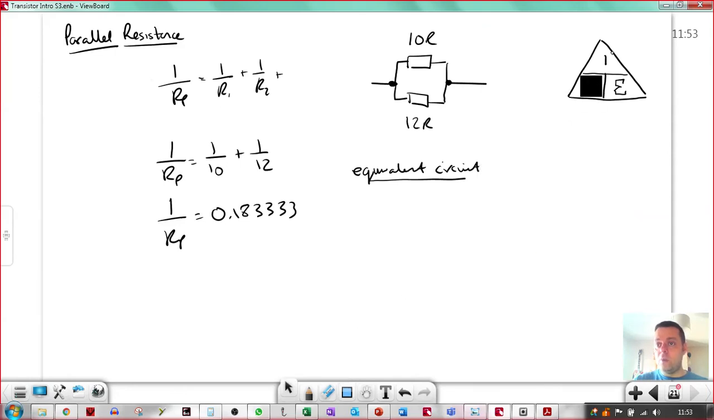Cover up, and what does it equal? 1 over whatever the sum was. So RP equals 1 over 0.183333. So in that instance, that's how we would do it with a triangle.